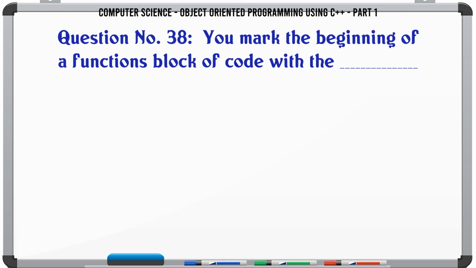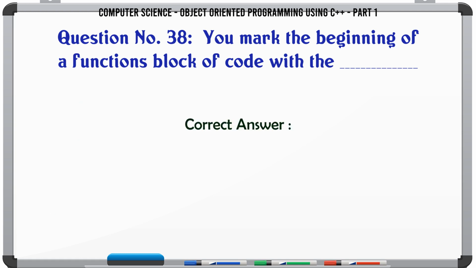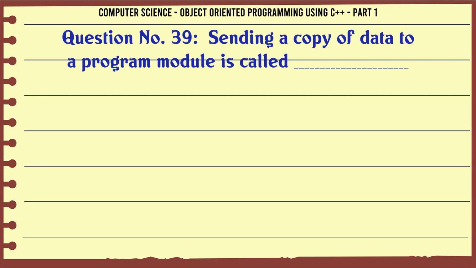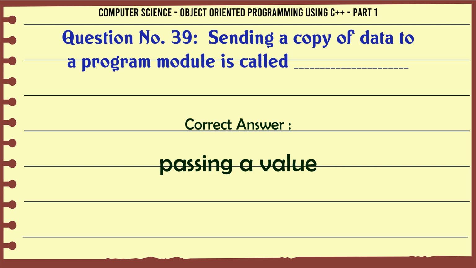You mark the beginning of a function's block of code with the blank. Sending a copy of data to a program module is called blank. A. Passing a value, B. Making a reference, C. Recursion, D. Setting a condition. The correct answer is passing a value.